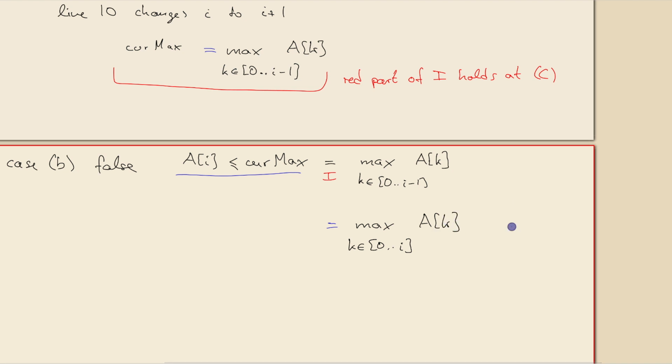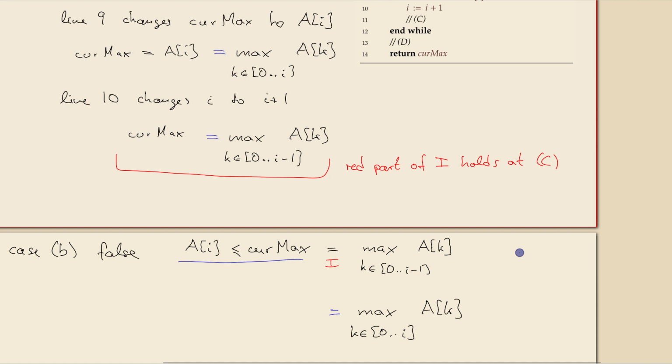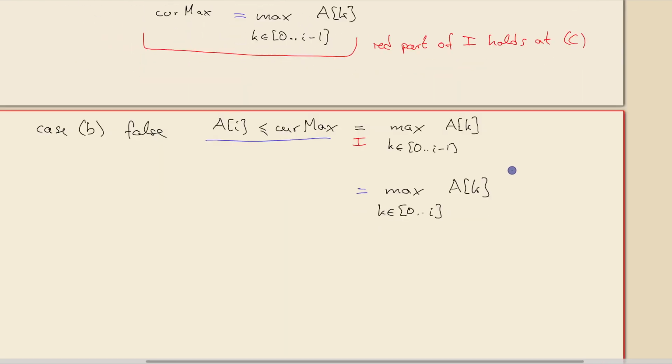Now in both cases, we arrived at this statement that current max is the max of the positions up to and including i, but for different reasons, right? In one case, we had to do the if and update it. In the other case, we did not update it, but it was still the maximum.